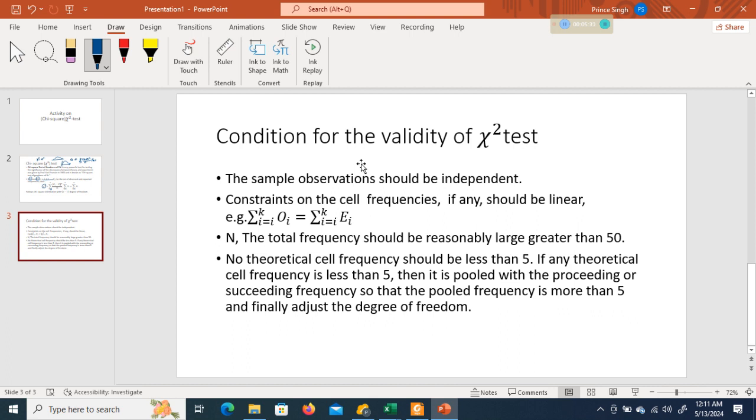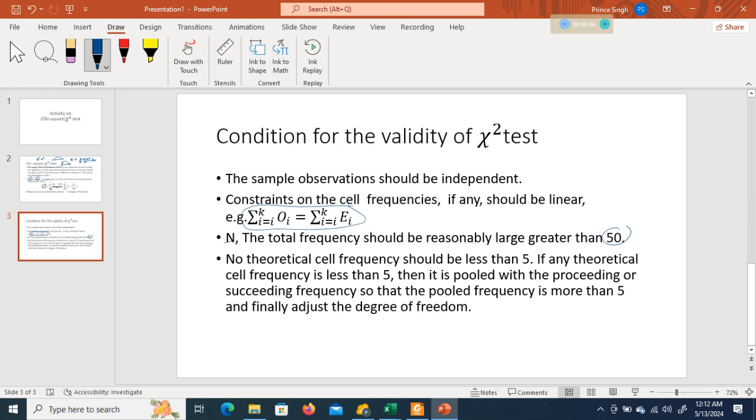The first condition for the chi-square test is that sample observations are independent. All the constraints on the cell frequency, if any, should be linear. That means it is a necessary condition that the sum of the observed frequency and expected frequency should be the same. The next condition is that the total frequency should be reasonably large, that is, it should be greater than 50.